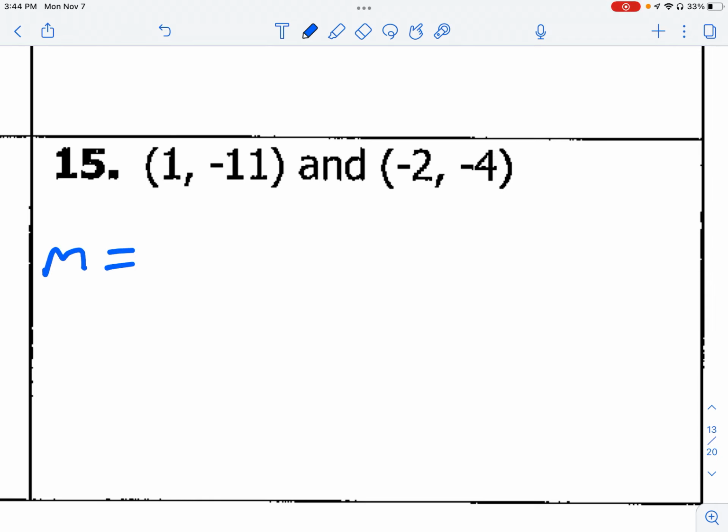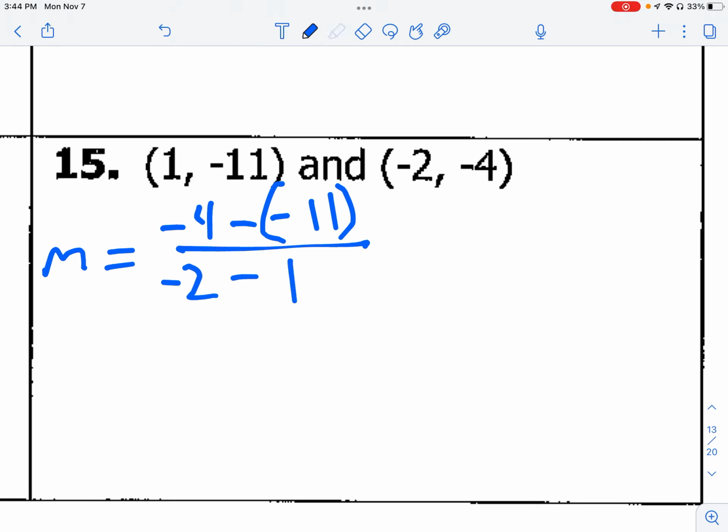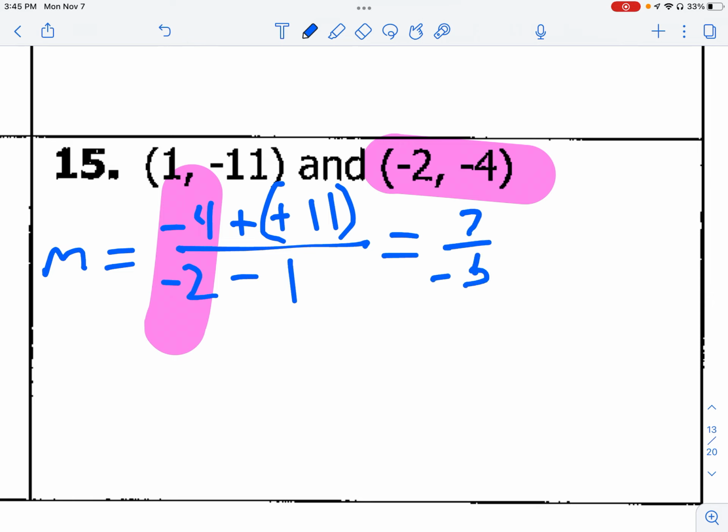Let's figure this one last one and we'll be done for today. Negative 4 minus a negative 11 over negative 2 minus 1, negative 2 minus 4, negative 2 and minus 4. So we get 7 over negative 3. That does not reduce, so we are done.